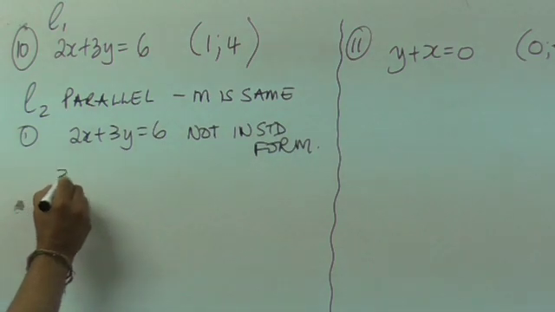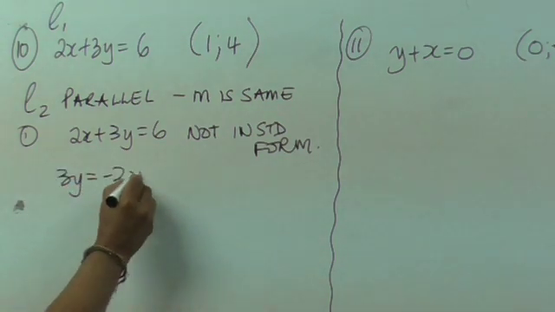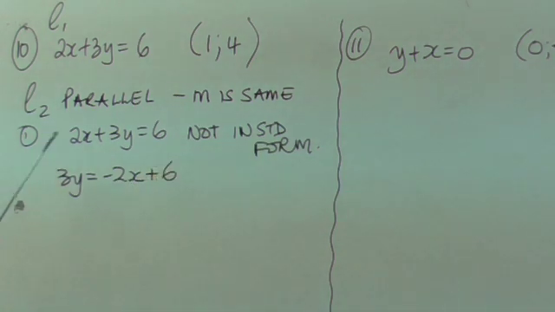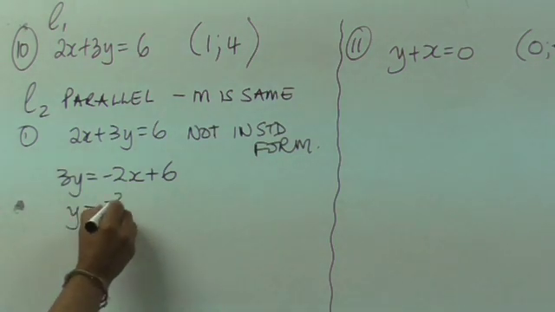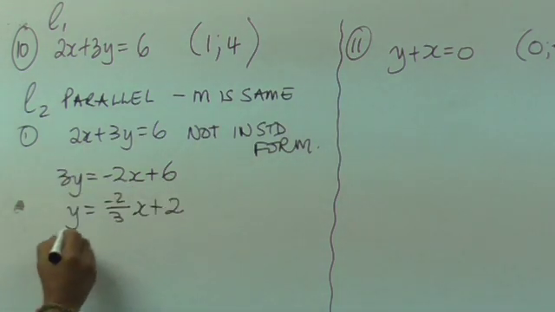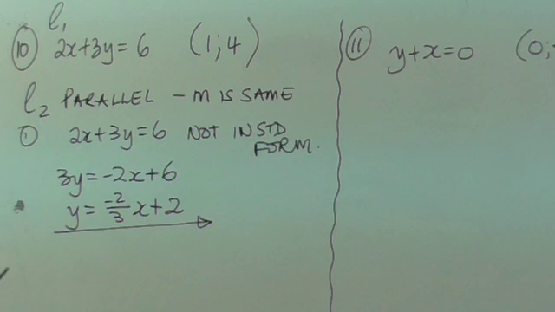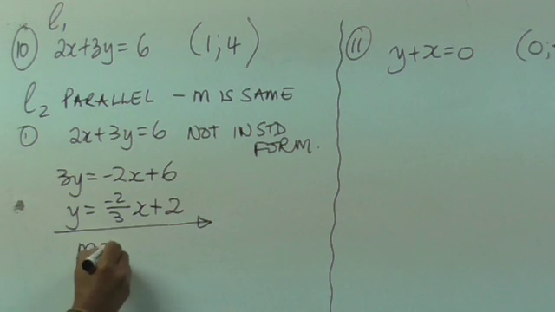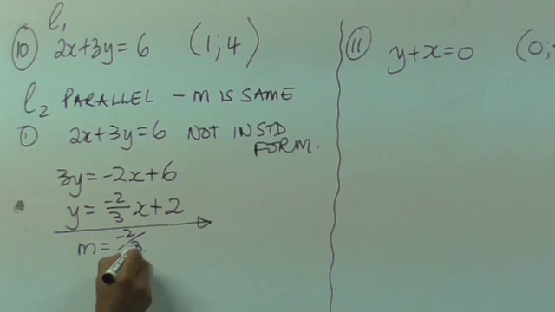So you will say, well, 3y is equal to negative 2x plus 6. So y is equal to negative 2/3 x plus 6 divided by 3, which will give you 2. So that's the equation now in standard form. Therefore, since parallel lines have the same gradient, m is equal to minus 2 over 3. So we've done part 1, that's one requirement.